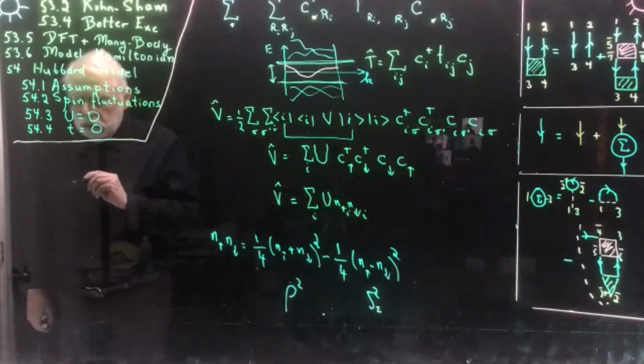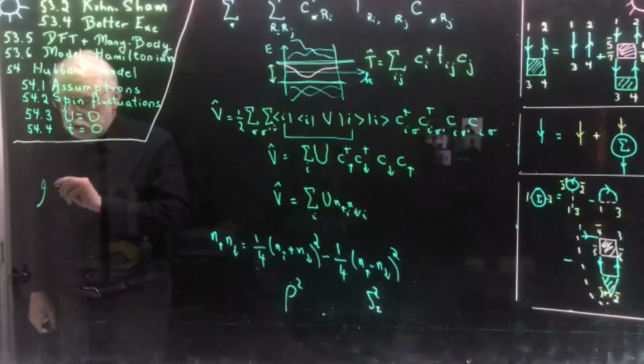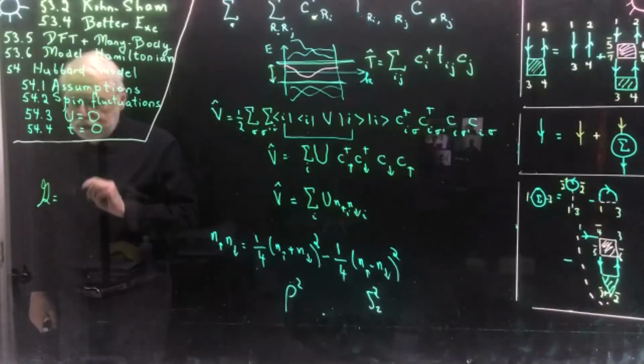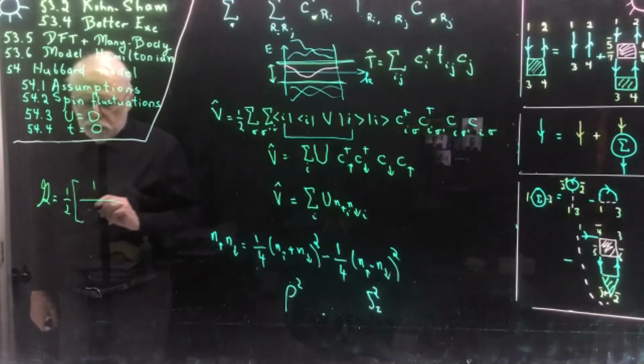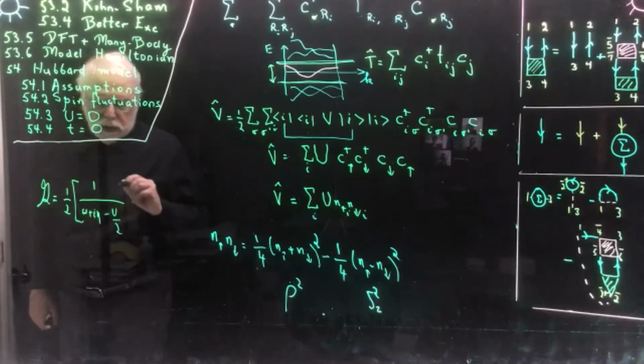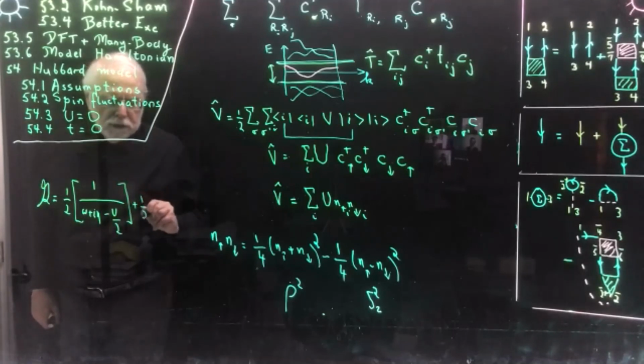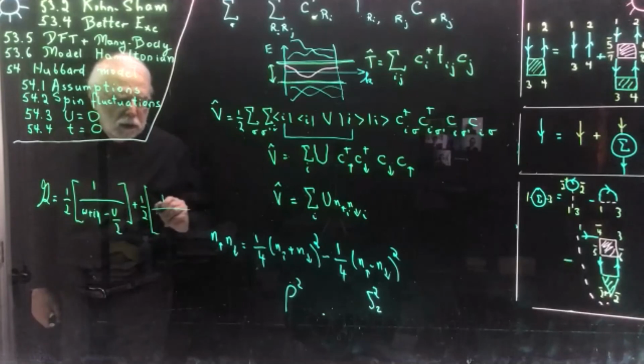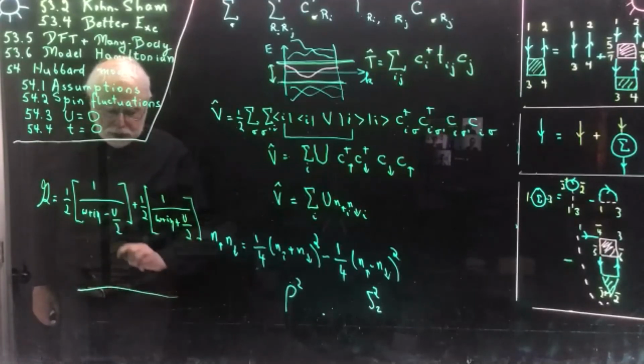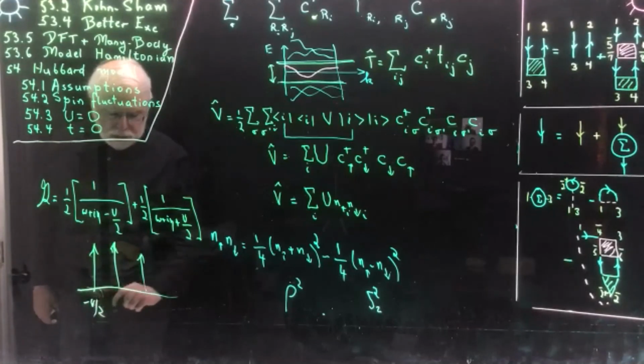And I would have liked to say something about this very quickly. The solution will be that the Green's function, suppose you're at that filling, will be equal to 1/2 times 1 over (omega plus i eta minus U over 2), plus 1/2 times 1 over (omega plus i eta plus U over 2). So if I look at the spectral weight, I have two delta functions, one at minus U over 2 and one at U over 2.